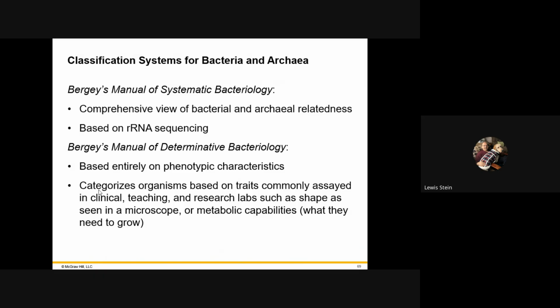Is it a rod or is it a cocci? Is it gram positive or is it gram negative? Does it have spores or not? Does it ferment this sugar? Does it have motility? What does it look like on the plate? Does it have pigment? All of those, it's yes or no. That's what dichotomous key means. It's like you're following it: okay, I go there; no, I go there; yes, I go there; no, I go there. That kind of thing.